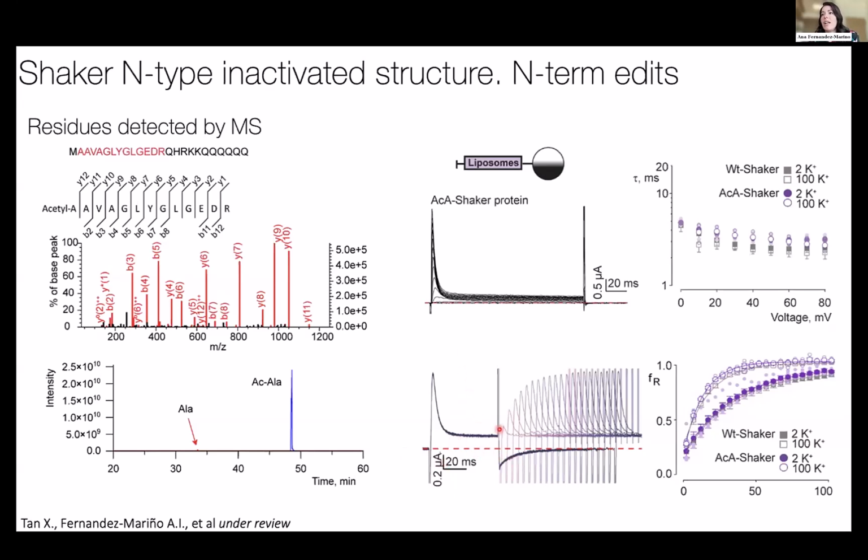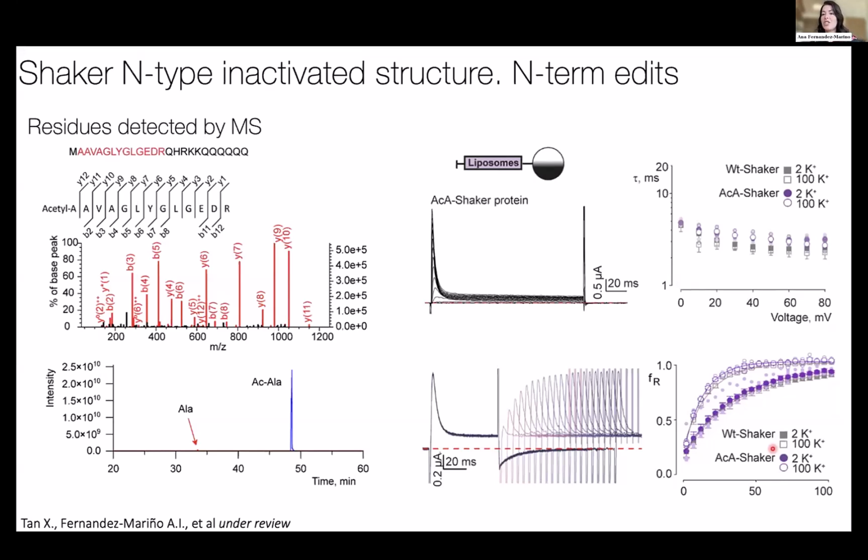And you can see how the recovery from inactivation is, again, indistinguishable from the RNA wild-type injected protein in the oocytes compared to the purified protein reconstituted into the liposomes and injected into the oocytes. So this was very good, but now we have a problem.